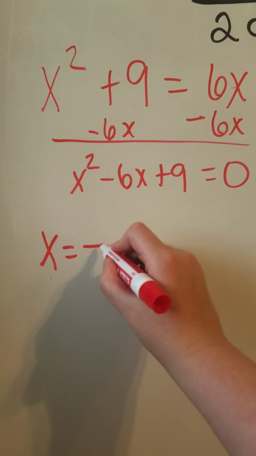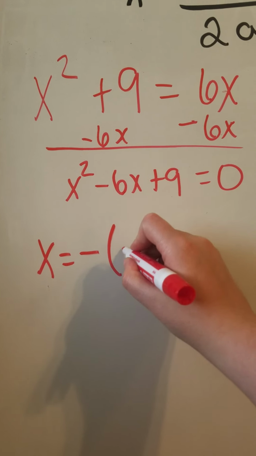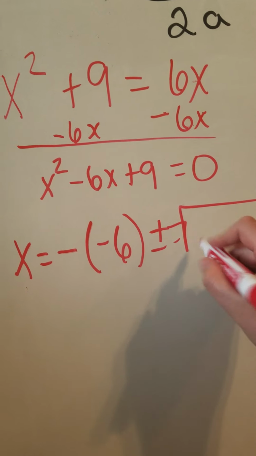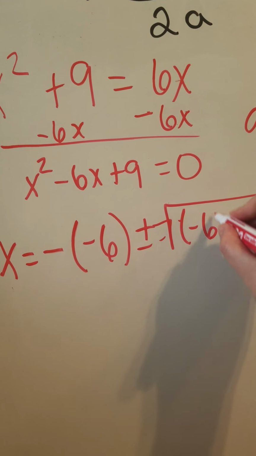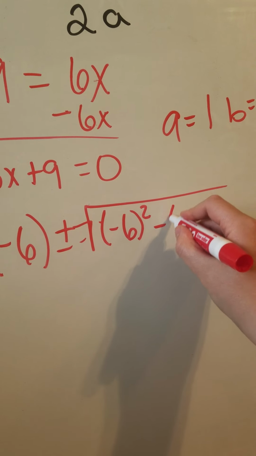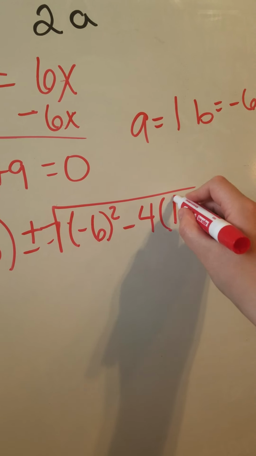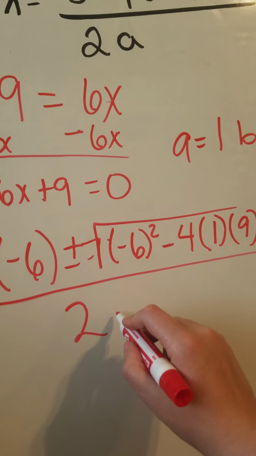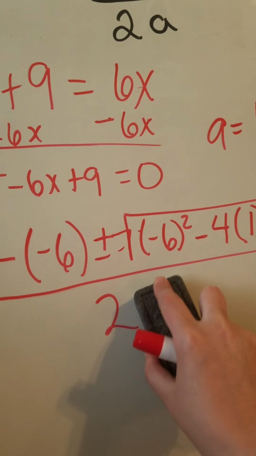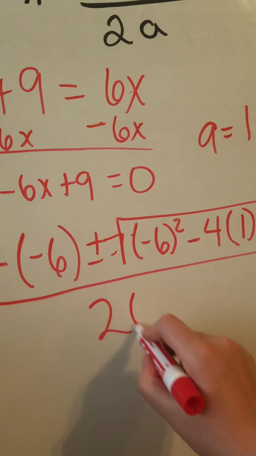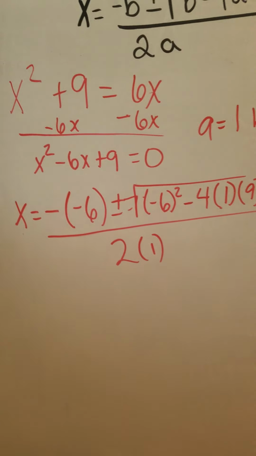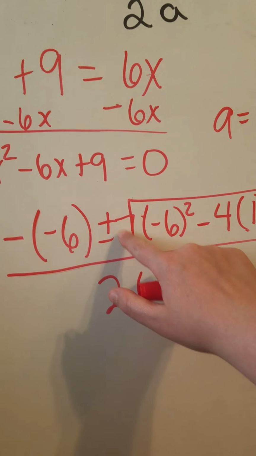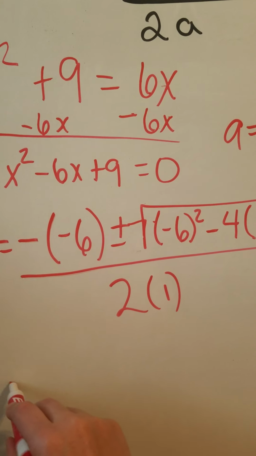X equals negative B plus minus the square root of B squared minus 4AC, all over 2A, which is 1. Alright, so now, fix that a little bit. Now let's go ahead and simplify.